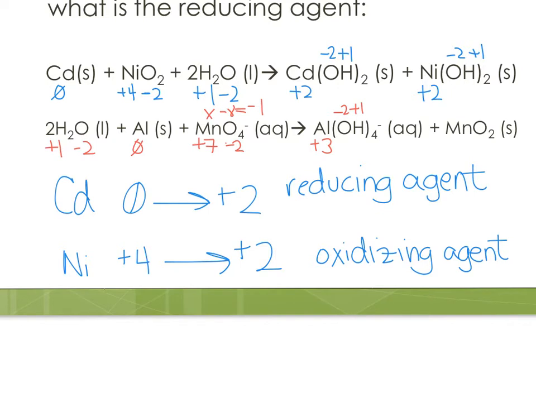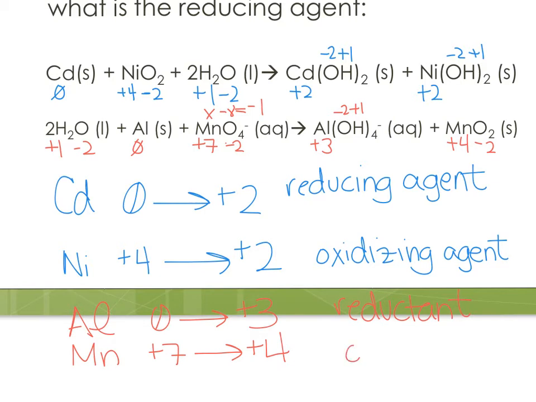How about your oxygen over here? Minus 2. How about my manganese? Plus 4. So that means what changed? Aluminum and my manganese. So my aluminum went from 0 to plus 3, and my manganese went from plus 7 to plus 4. So which one is my reductant and which one is my oxidant? Aluminum. It's my reductant because that is what's being oxidized, and that must make this my oxidant.